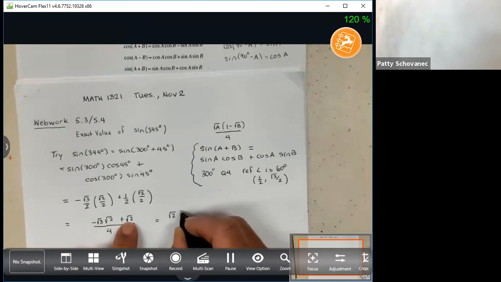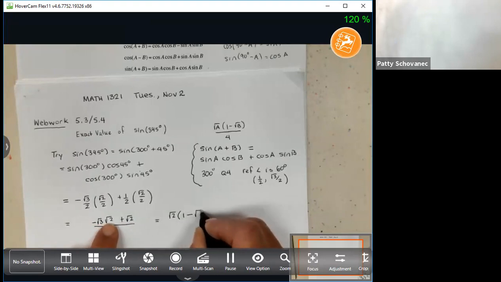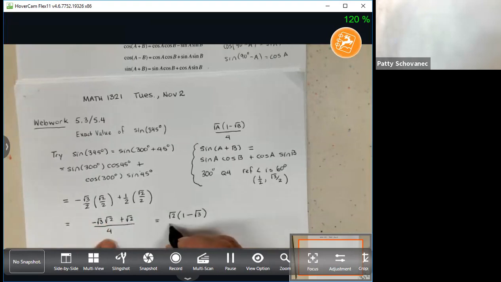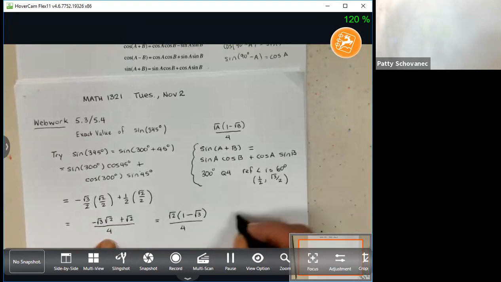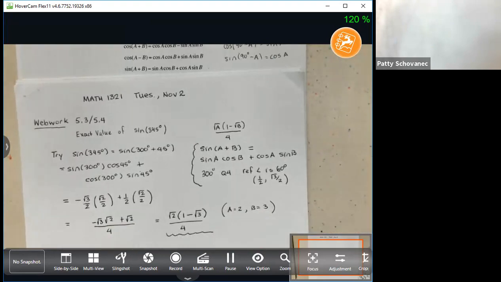When I pull out a square root of 2 here, I get a 1. And then this provides the minus sign. Pull out a square root of 2 here, I get square root of 3. And I've got it in the right form, where A is 2 and B is 3. We got the right thing.